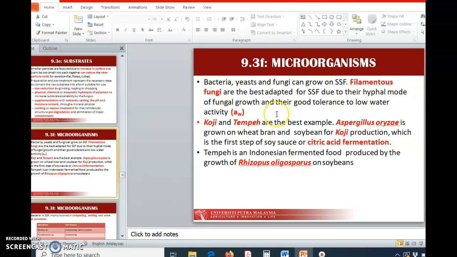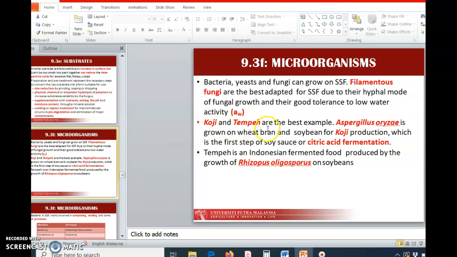Okay, so these are examples of the microorganisms used during SSF. Filamentous fungi are the best adapted for solid state fermentation, not bacteria, because like I said before, the water activity is low in SSF, and also SSF actually mimics the natural environment of the fungus, not bacteria.